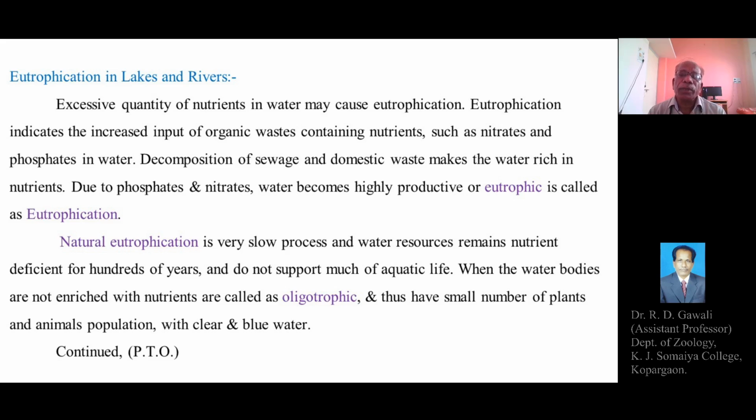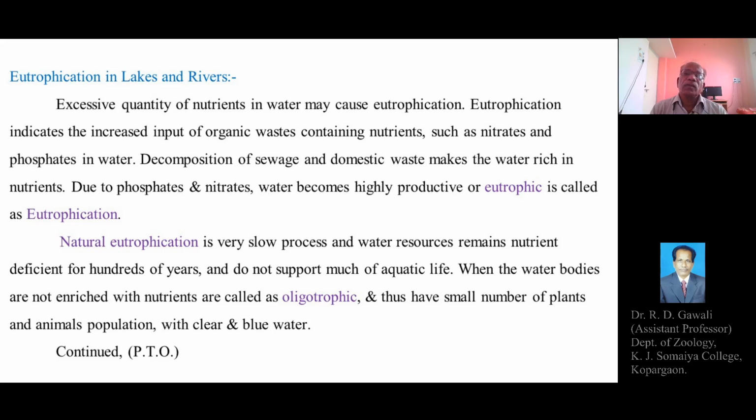So due to the oligotrophic condition, there are limited plants and animals present in the water resources, and the water of such a pond is very clear and blue in color. This is the normal feature of oligotrophic ponds or oligotrophic aquatic water bodies.